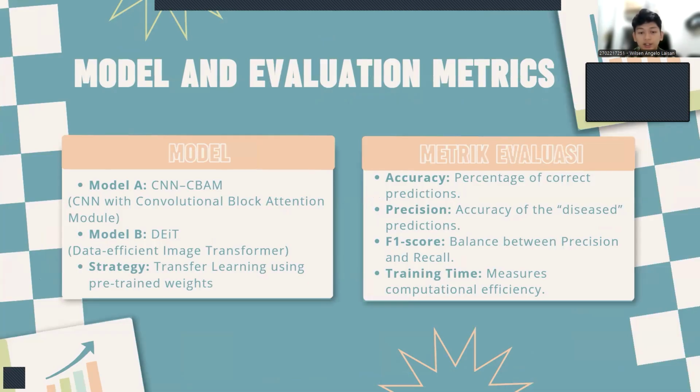Now the model and evaluation metrics. Here's the core of our experiment. We define two competitors: CNN with CBAM and DeiT. We didn't train these models from scratch because that would take a very long time. Instead, we used transfer learning, meaning we took models that are already smart, trained on a large dataset like ImageNet, and fine-tuned them on our plant disease dataset. We split the data into two parts: training data to teach the model and testing data, which was kept hidden for evaluation.